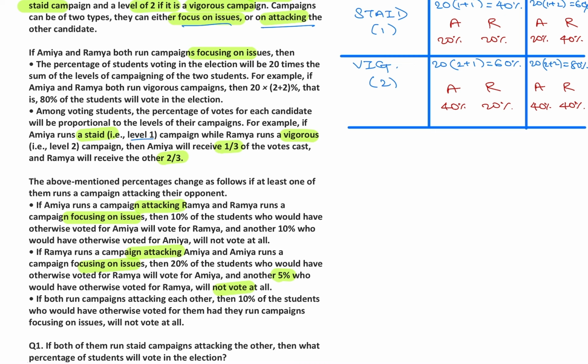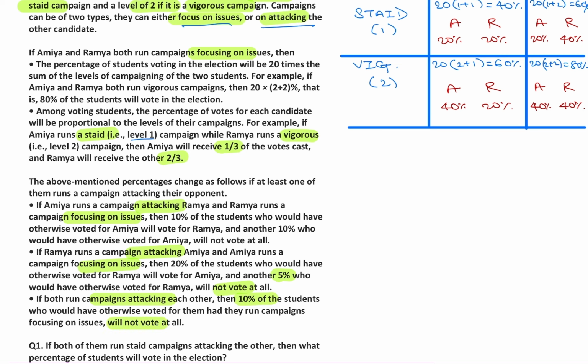Finally, if both are attacking each other, then 10% of the students who would have otherwise voted for them, had they run campaigns focusing on issues, will now not vote at all. So this means that if both of them are attacking each other, 10% of their respective voter turnouts will now not vote at all.